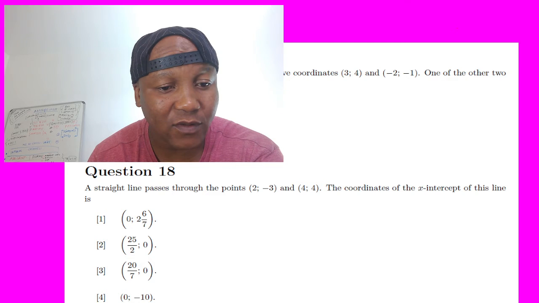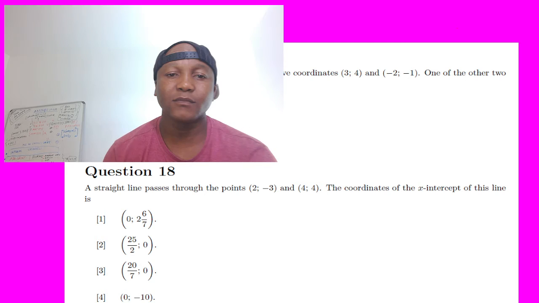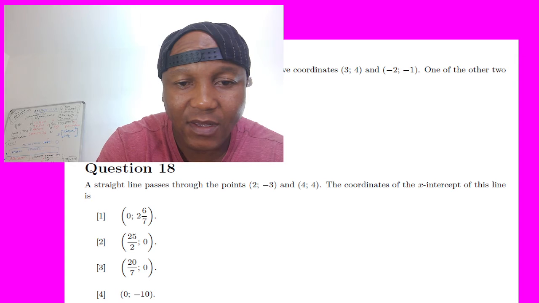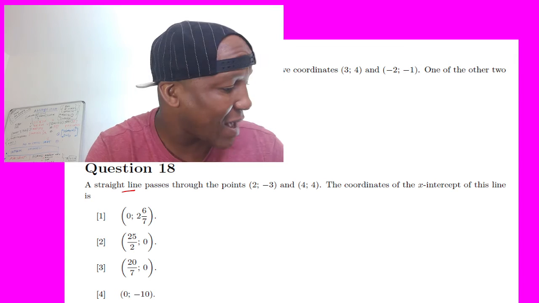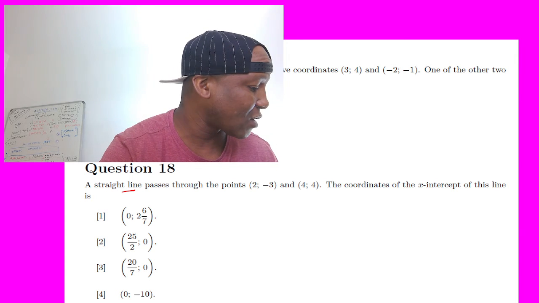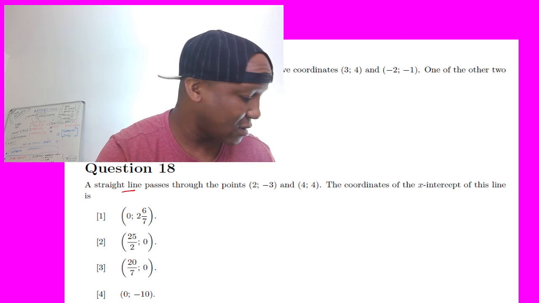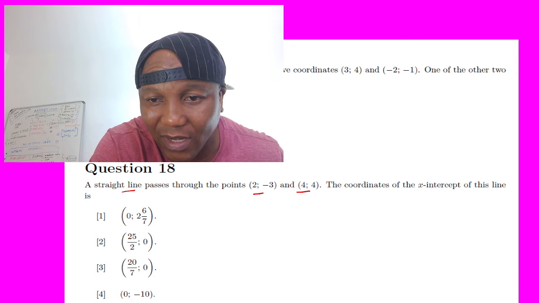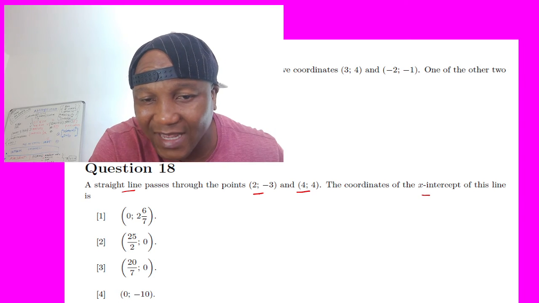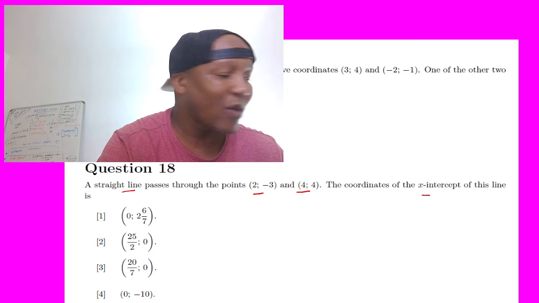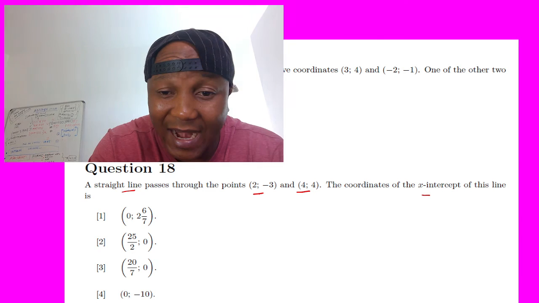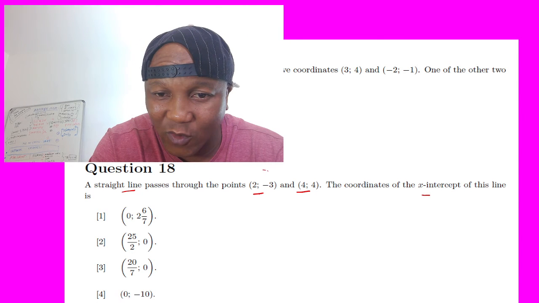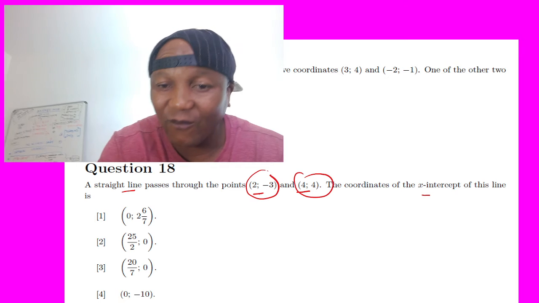So the next question here, let's go to the question here. They say a straight line passes through the point, this one and that one. The coordinate of the x-intercept of the line is... okay, so what I'm going to do, I'm going to find a line equation, since you have two coordinates, we can find that line.